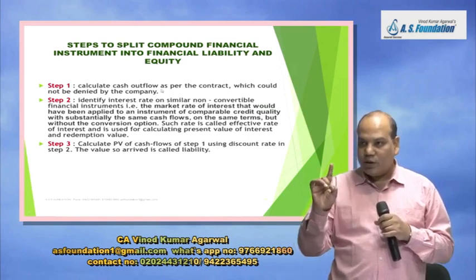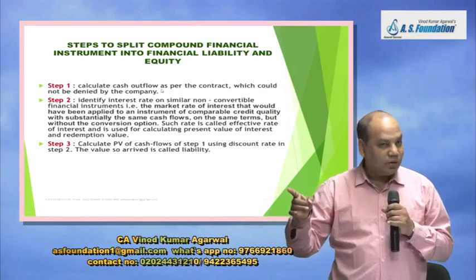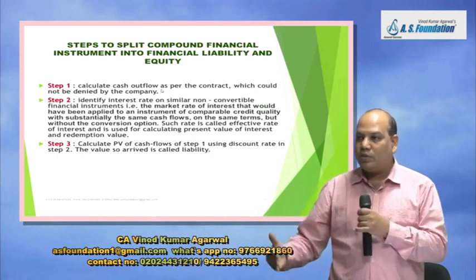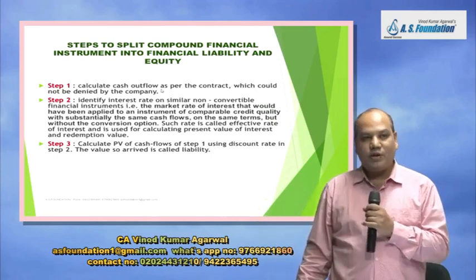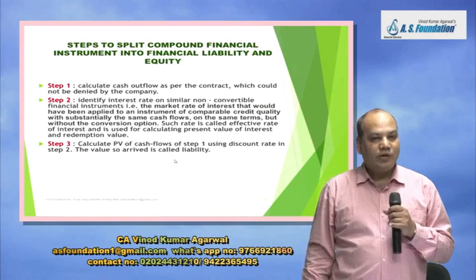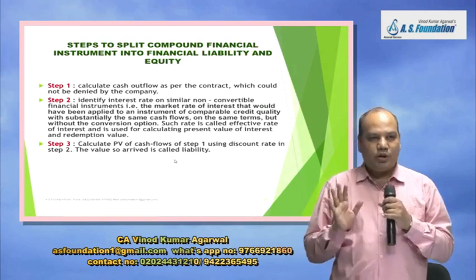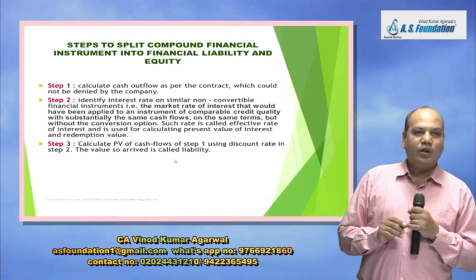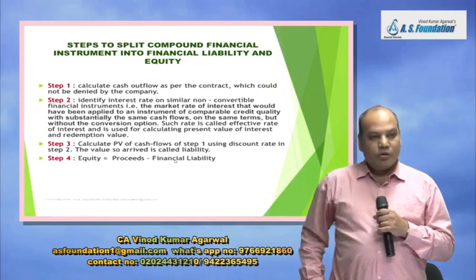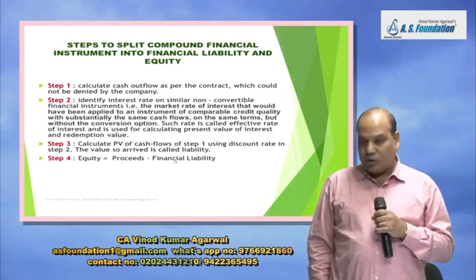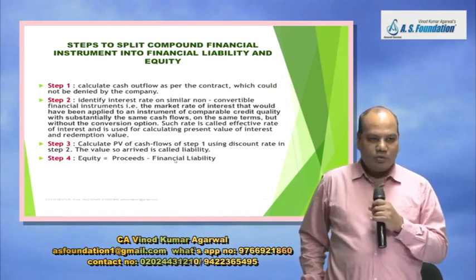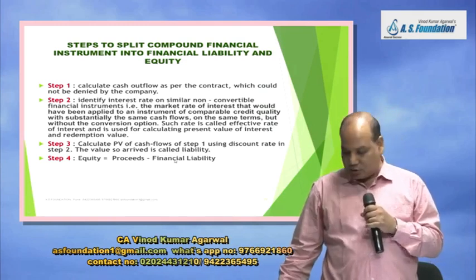In step 1, estimate the cash flow which cannot be denied by the company. Step 2, use market rate of interest on a similar non-convertible bond. Step 3, calculate the present value of these cash flows. Done. This becomes the present value of the liability component. And step number 4, equity is equal to total proceeds received minus financial liability.